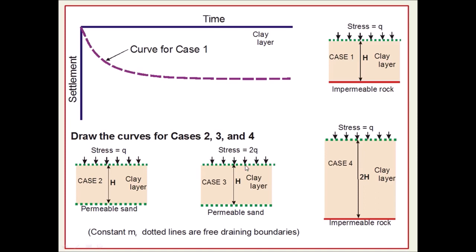Now we've got the same clay layer, the same boundary conditions as the second case here, but we've doubled the load. So in that case, you've got this graph we already drew here for case 2. You're simply going to have to extend that downwards by a factor of 2 because your settlement is simply linearly proportional to the stress. And I'll leave you to think about case 4 where the graph would lie with that one there.